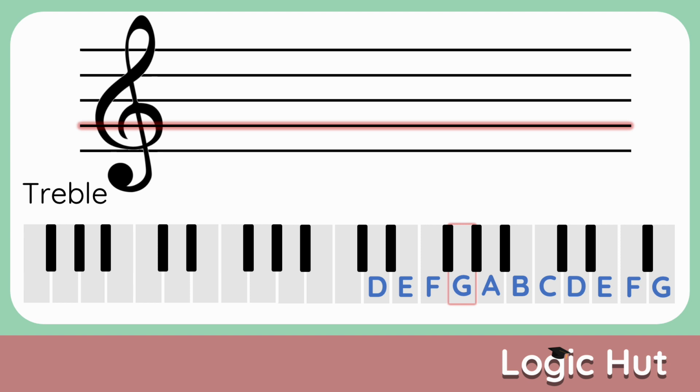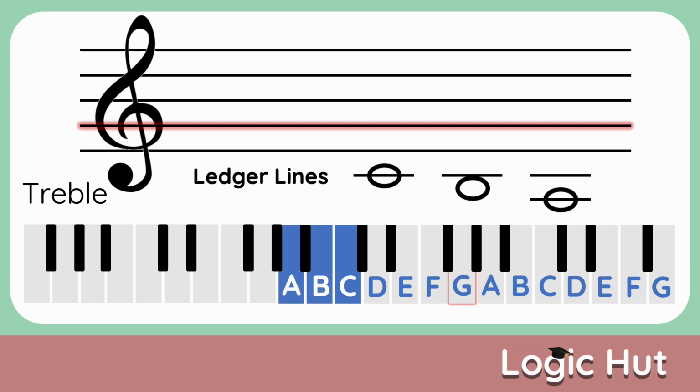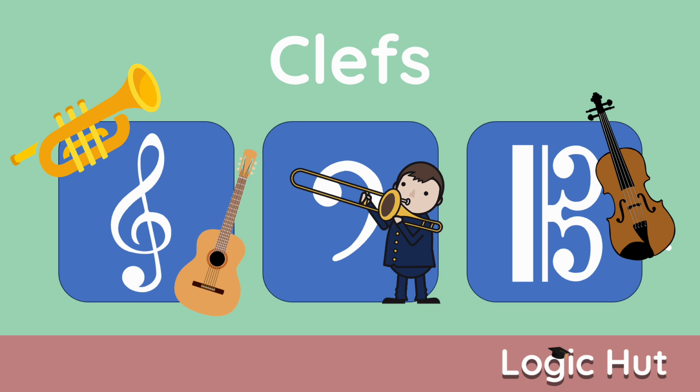Sometimes, though, you need to specify a note which can't fit into the stave. If so, small lines can be written to extend the stave. These are called ledger lines, and you can have as many as you need. But if too many ledger lines are used, it can be easier to move to a different clef.